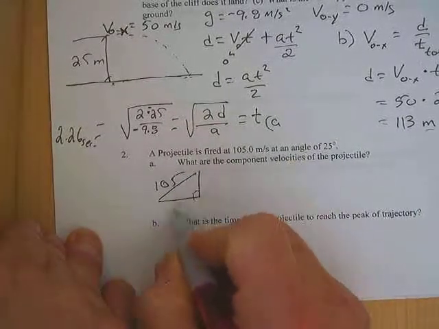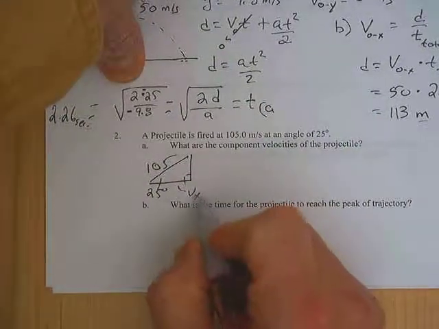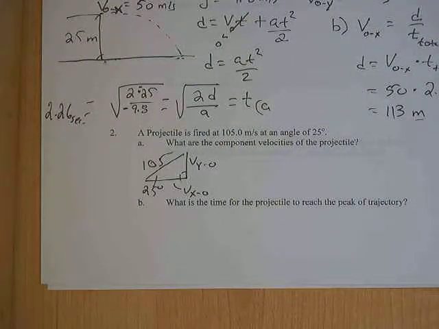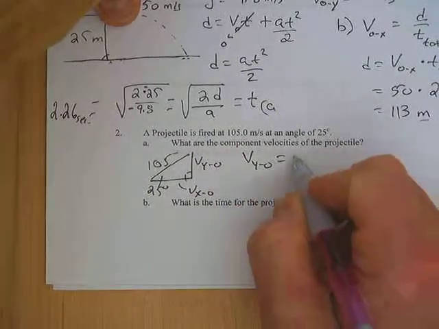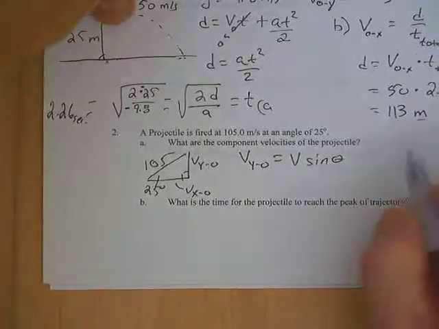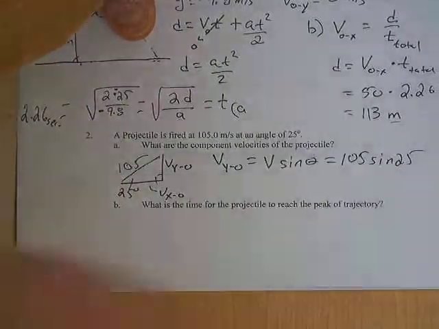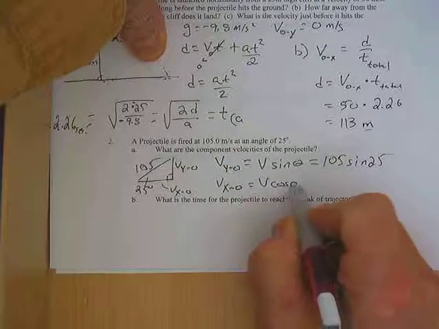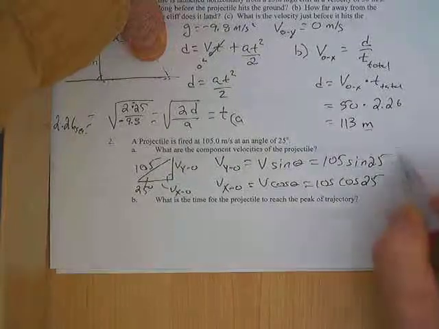if this is 105 and this is 25, I want to know what v sub x naught and v sub y naught are. Those are component velocities. And this is where our trig comes in. If you're not good at trig, you can just remember that v sub y naught is going to be v sine theta, which in this case is 105 times the sine of 25. And v sub x naught is going to be v cosine theta, which is 105 cosine of 25.